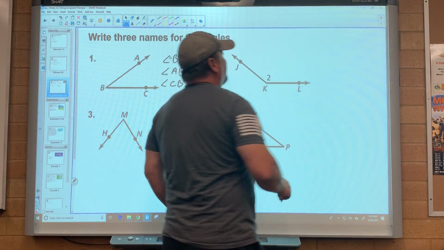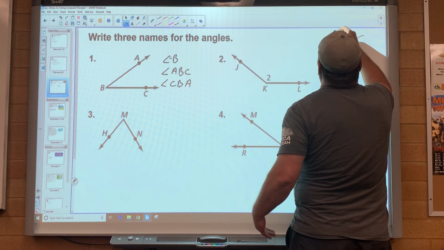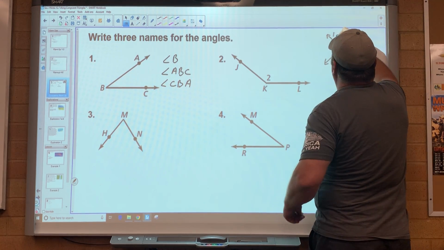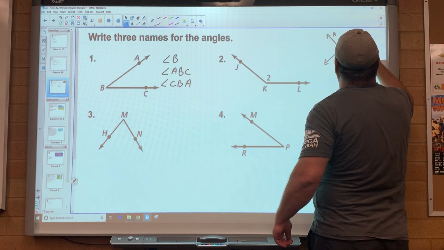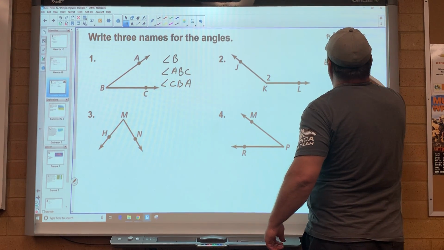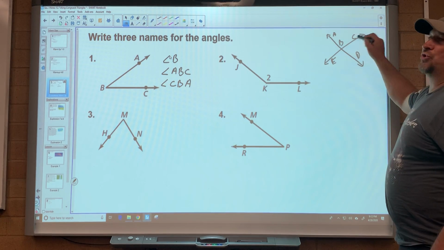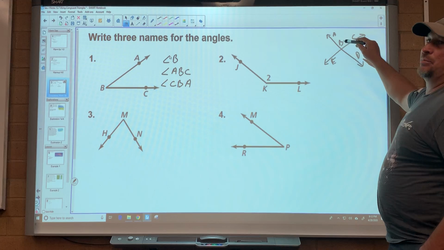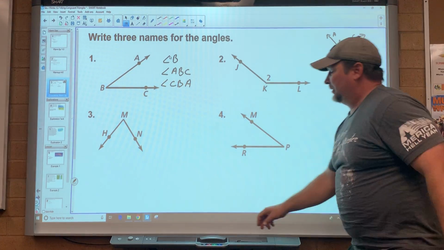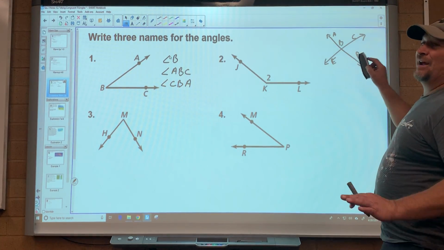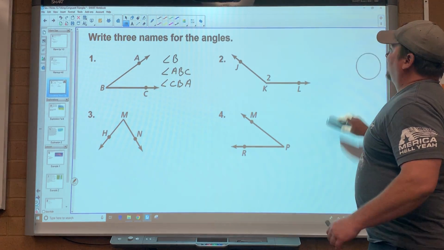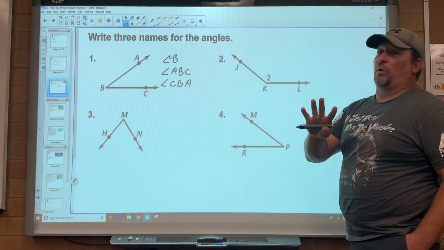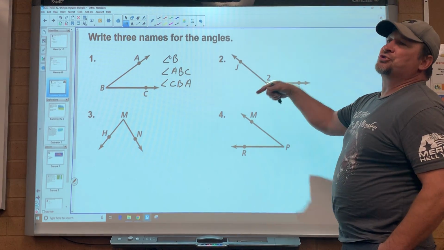But let me remind you, if we had A, B, C, D, and E, there are multiple angle B's right here. You could never just say angle B on this thing, because which angle B are you talking about? So this one you definitely could never say angle B. Let's do this one. This one can actually be named in four ways because it has a little number describing the angle.